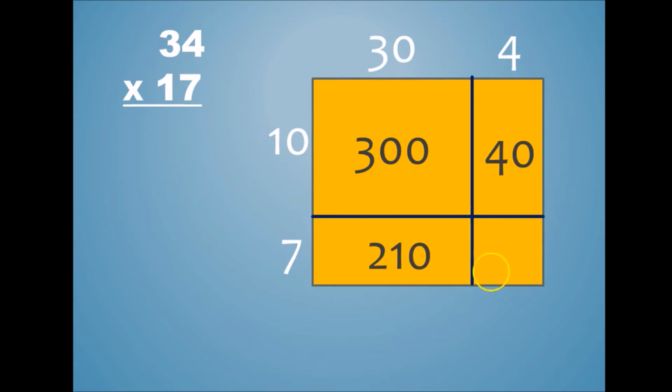The last box is going to be 7 right here, the height of this, times the base, which is 4. Again, this is the same length as this length right here. So 7 times 4 gives us 28. Now we're done with all of the area model part of it.